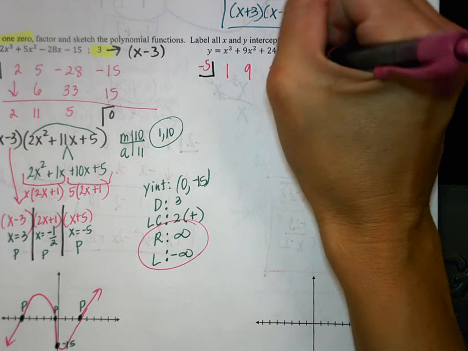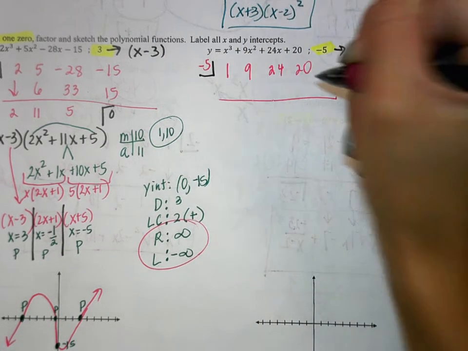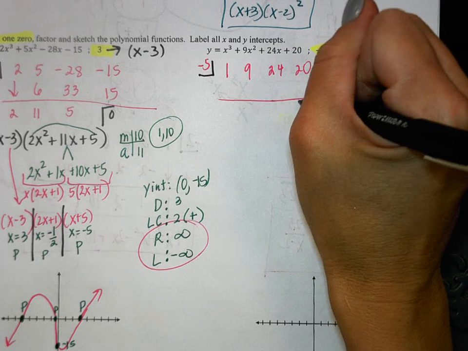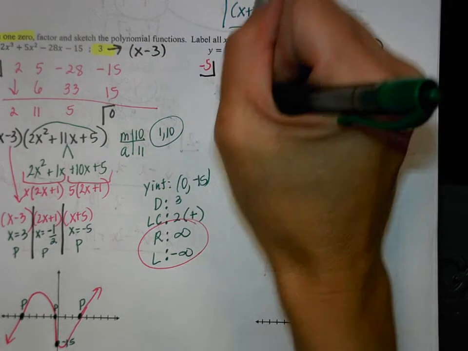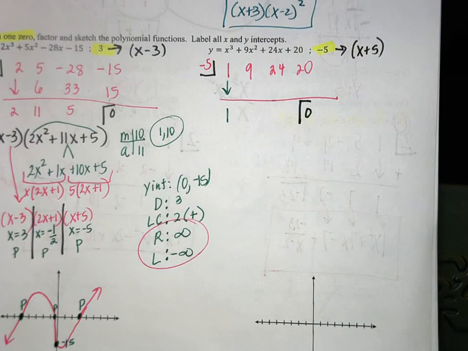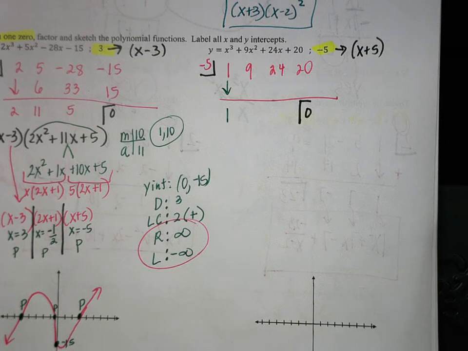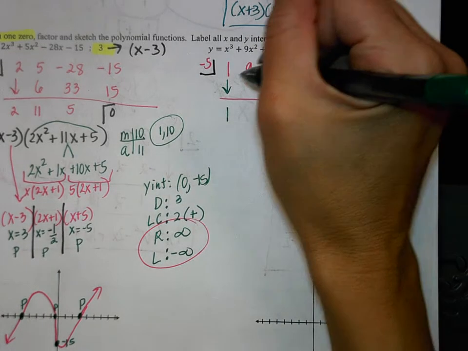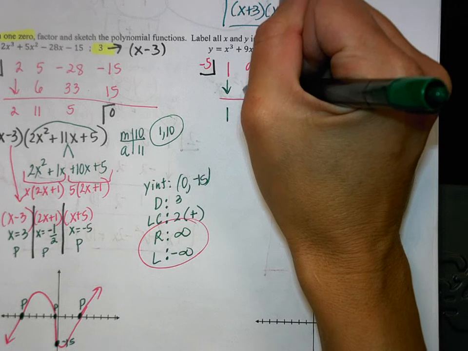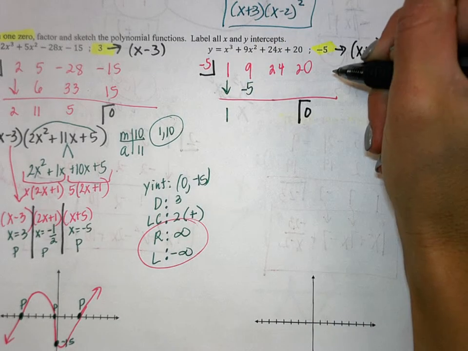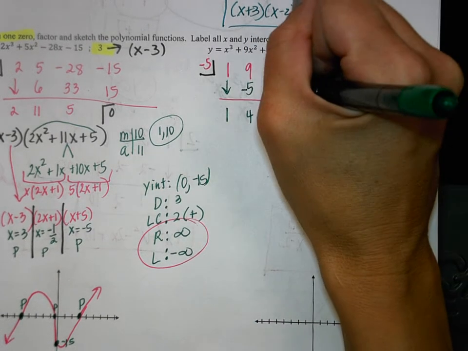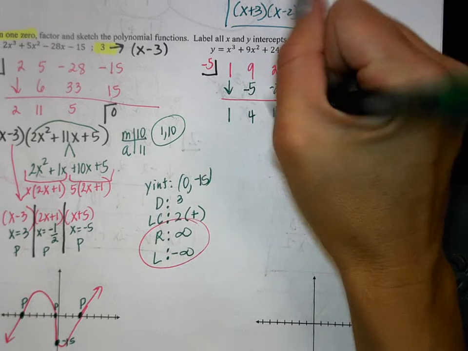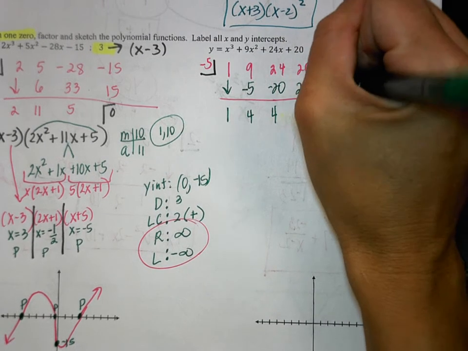Okay, they also told us it's a 0, which means that there will be no remainder. So we know we should get a 0 here. Okay, we bring this down, we have a 1. What's next? 1 times negative 5 is? Negative 5. We add down, we get 4. Okay, 4 times negative 5 is? And we get? 0. Very good.